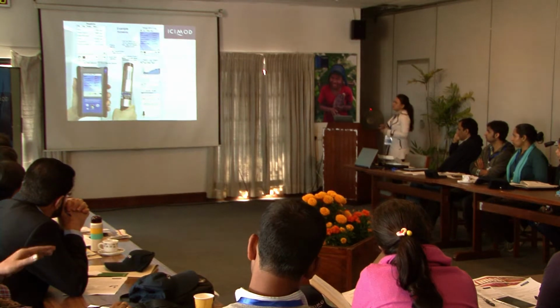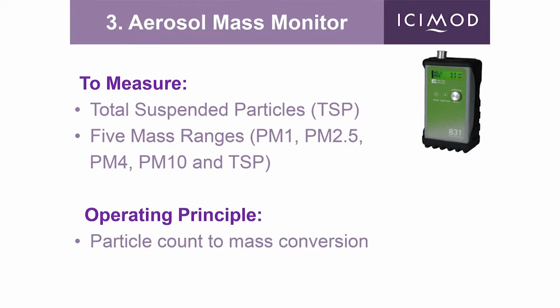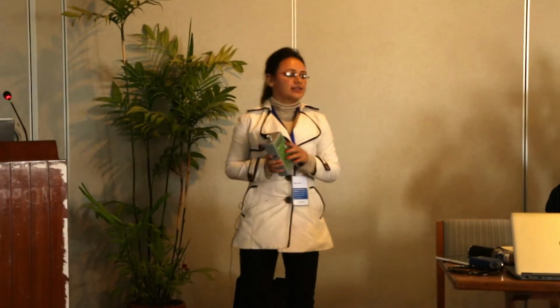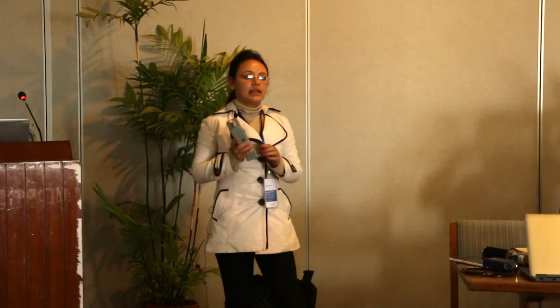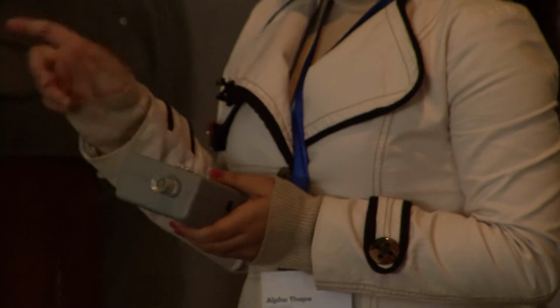And the third instrument I'll be talking about is the Aerosol Mass Monitor. This takes care of the total suspended particles. The speciality of this instrument lies in its ability to segregate between different particulate matter size ranges. As Dr. Bave has already discussed PM1, 2.5, 4, and 10, it can be segregated, and it gives the data for all the ranges.